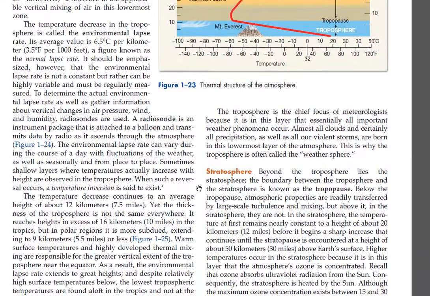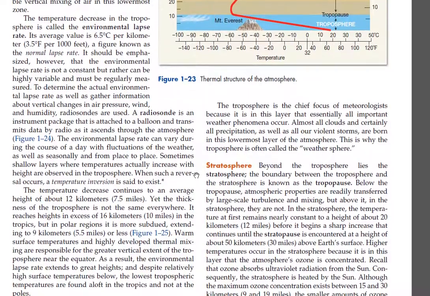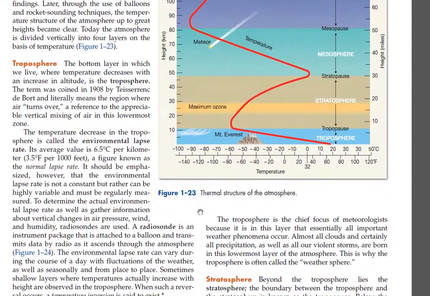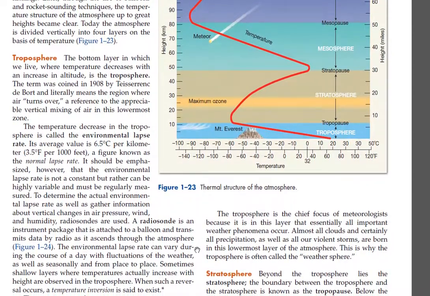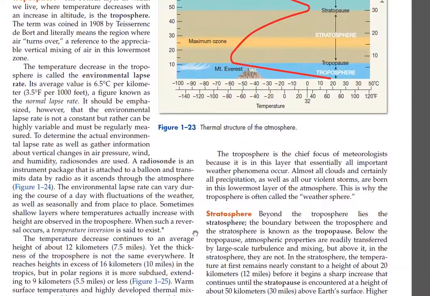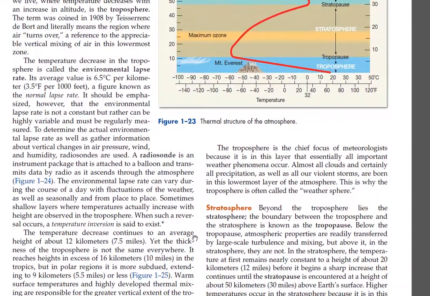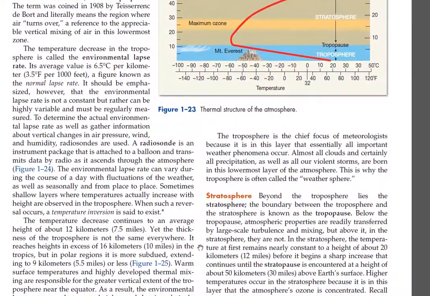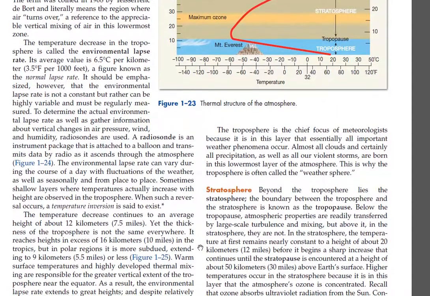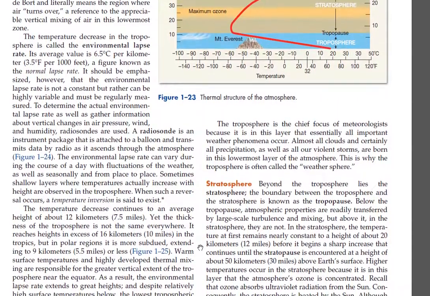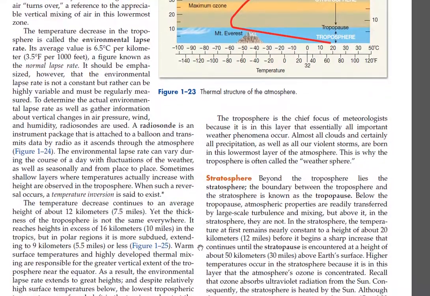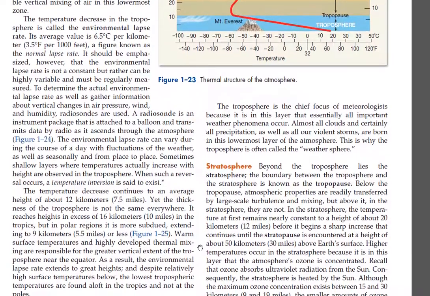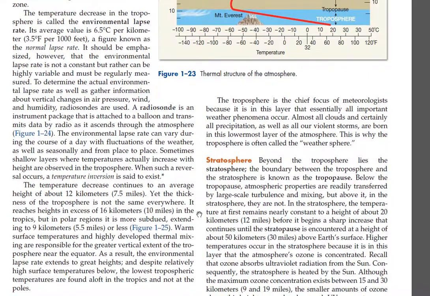Stratosphere. Beyond the troposphere lies the stratosphere. The boundary between the troposphere and the stratosphere is known as the tropopause. Below the tropopause, atmospheric properties are readily transferred by large-scale turbulence and mixing, but above it, in the stratosphere, they are not. In the stratosphere, the temperature at first remains nearly constant to a height of about 20 kilometers, 12 miles, before it begins a sharp increase that continues until the stratopause is encountered at a height of about 50 kilometers, 30 miles, above Earth's surface.